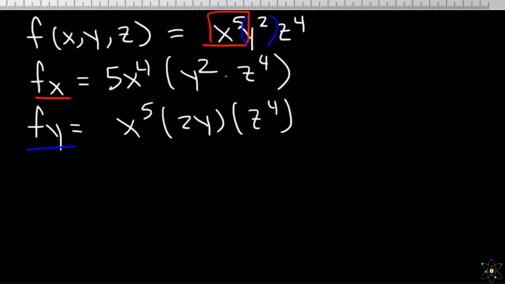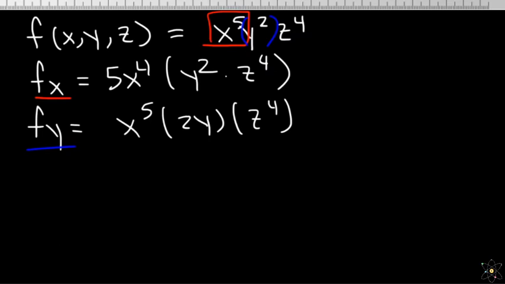So let's say w is equal to z to the third times ln zy times e raised to the x squared y cubed z to the fourth. So find dw/dz, dw/dy, and dw/dx. Feel free to pause the video and be careful with this one.